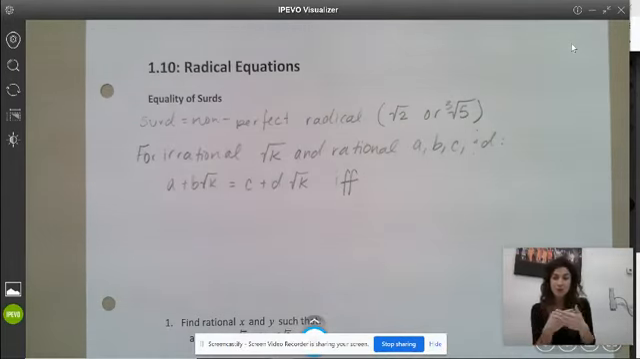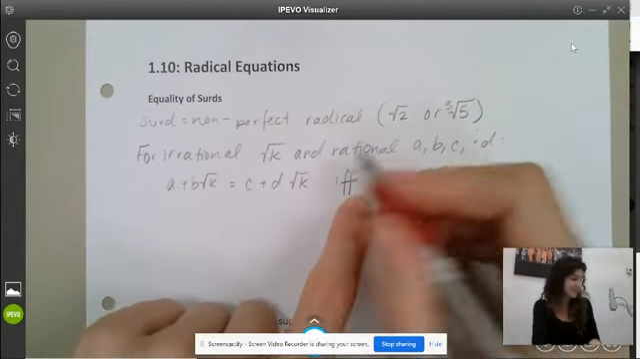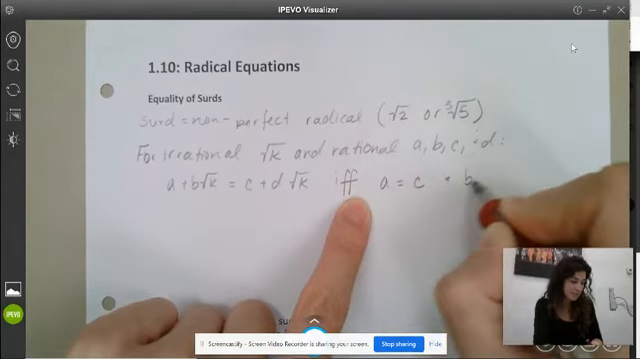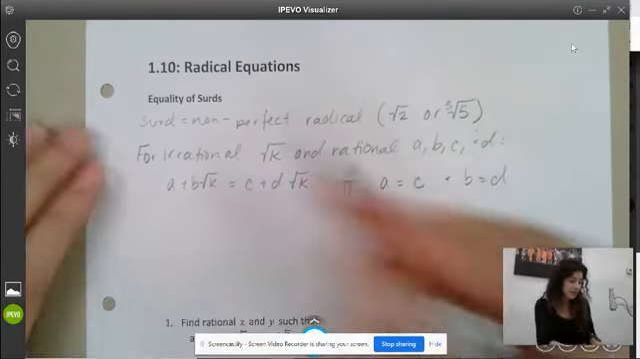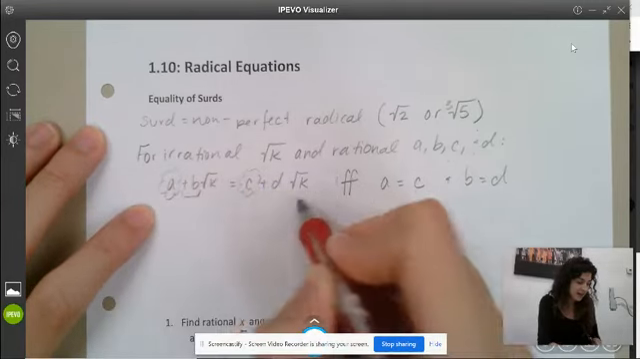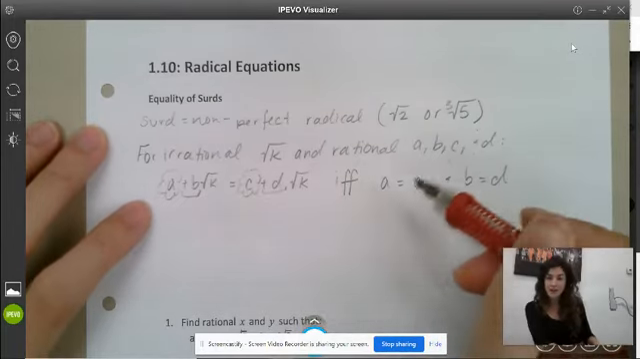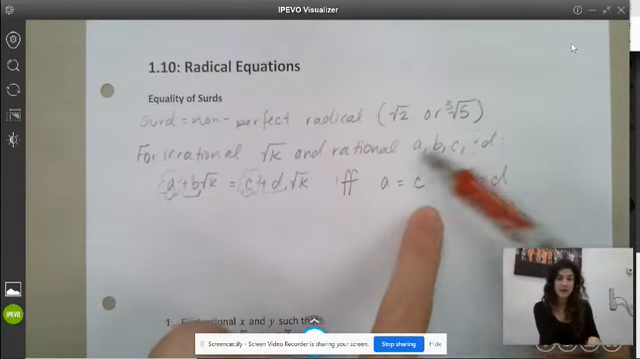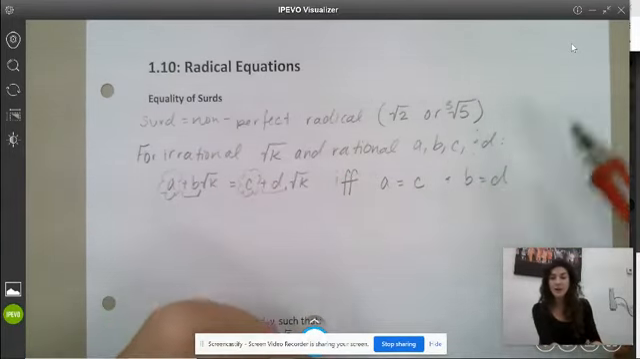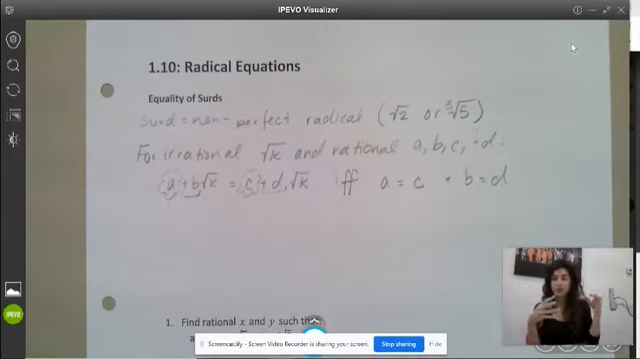It means it's a two-way road. It means that if I finish this sentence, if and only if a equals c and b equals d. So if and only if this one equals this one and this one equals that one. So it's a two-way road, which means that if I know this, then this is true, or if I know this, then this is true. That's what an if and only if statement means: you can start from either end of the sentence and go to the other end of it, and it's a logical statement that is still true both ways.